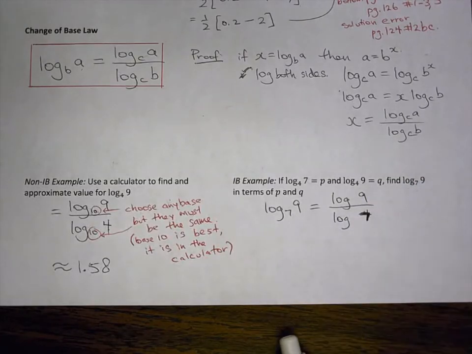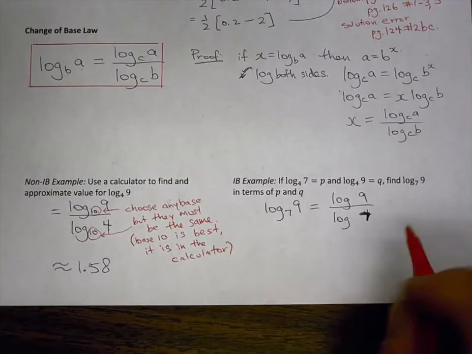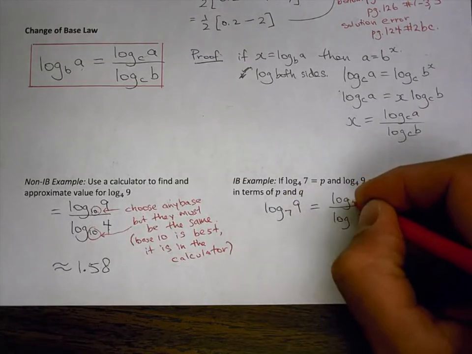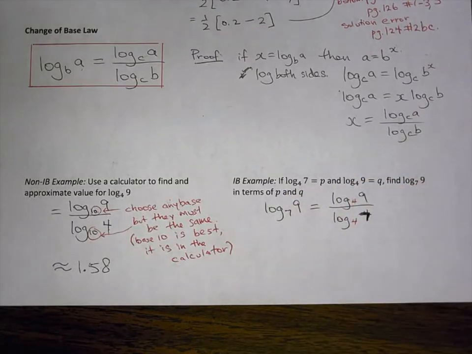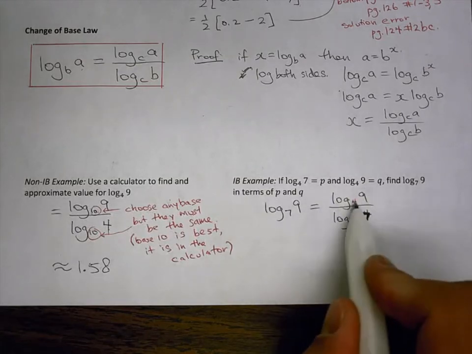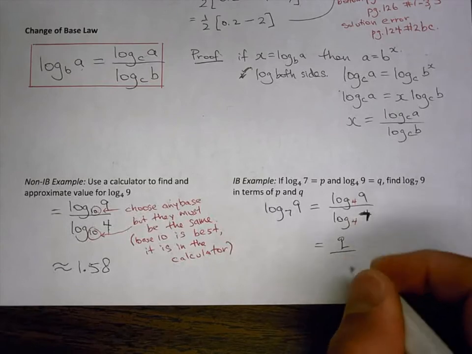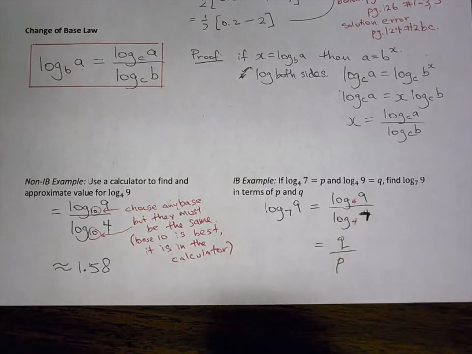And I have to choose some arbitrary third base. Well, I'm going to choose 4 because that's what I've been given in my question. As long as they're the same base, it's fine. Now I can just do direct substitution. Log 9 base 4 is Q, and log 7 base 4 is P. There we go, all done.